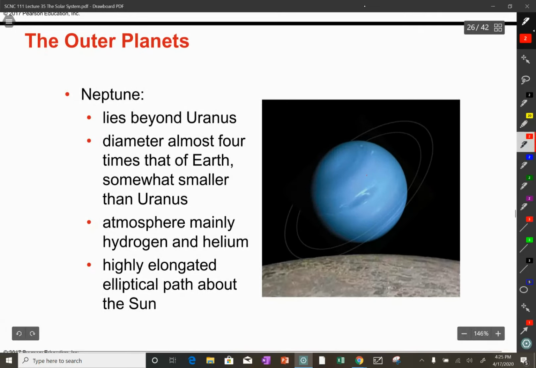Notice Neptune is a little deeper blue than Uranus because it has a slightly different amount of methane in the atmosphere. And it's about 4 times the size of Earth, so it's slightly smaller than Uranus. And once again, mostly a hydrogen, helium atmosphere with some methane to give it its color. Here they've actually drawn in some rings because it has rings. Neptune's orbit is an elongated elliptical path as well. And remember, Mercury was the most elliptical.